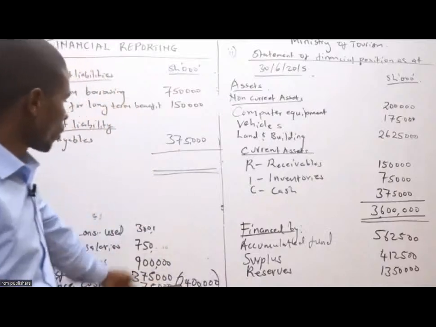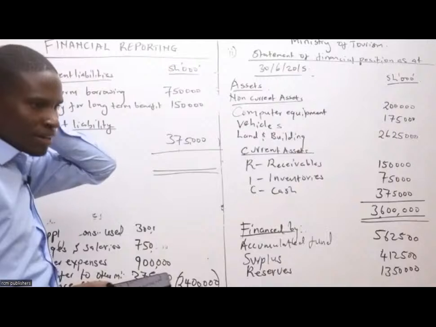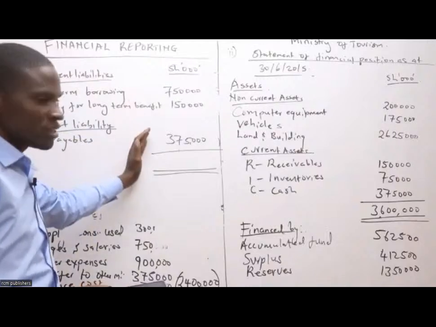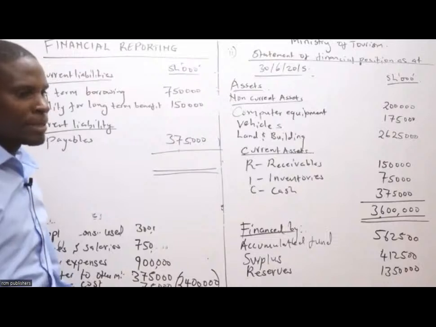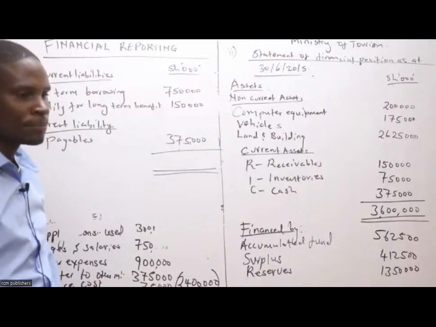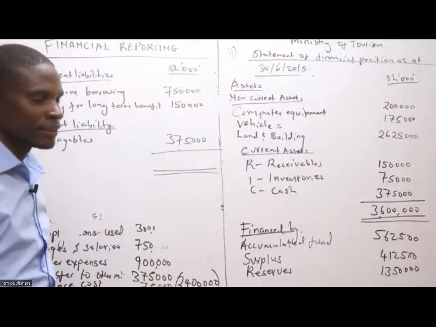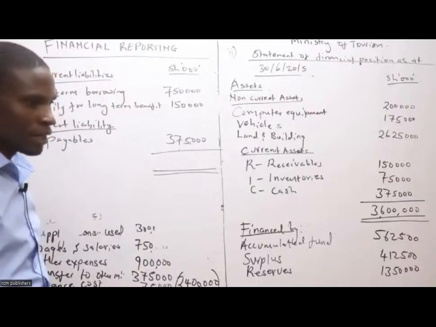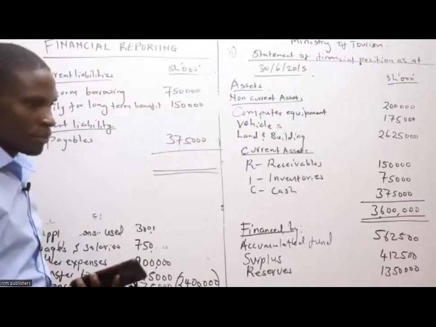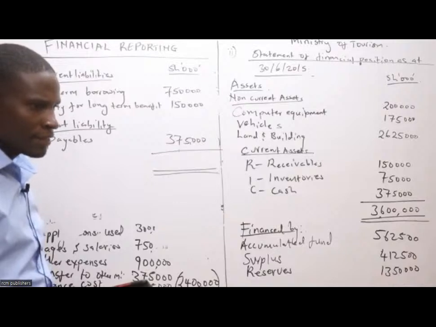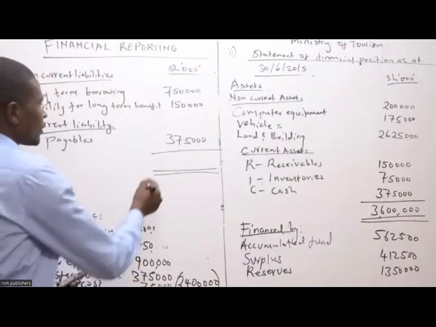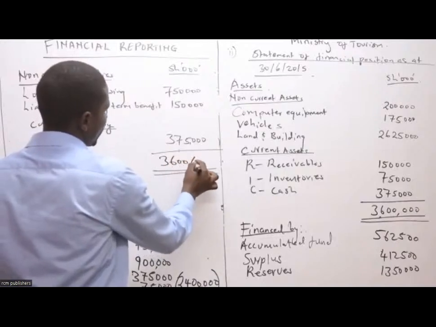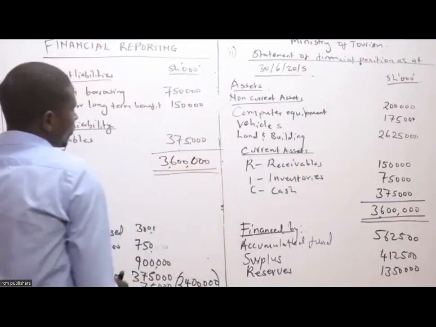What about this one? The liability, 562,500, you add all the way to 375. What do we get? Just add slowly. 3,600,000 from Lydian. For the exam.